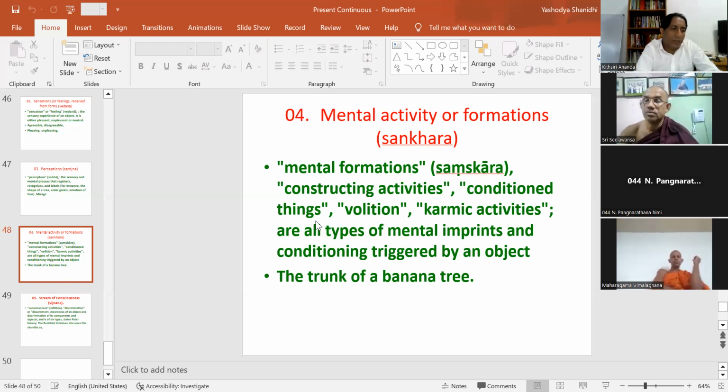Sankhara is also called karmic activity, volitions, all types of mental imprints and conditioning triggered or caused by an object. Mental activities are processes that propel or persuade a person to initiate an action or an act. We also find it called mental fabrication or volitional formation.